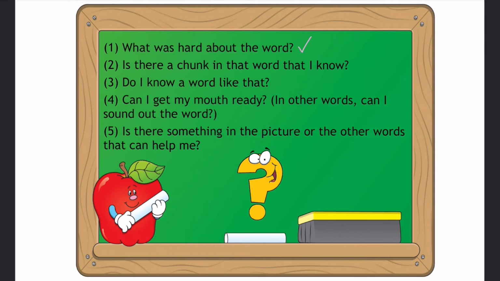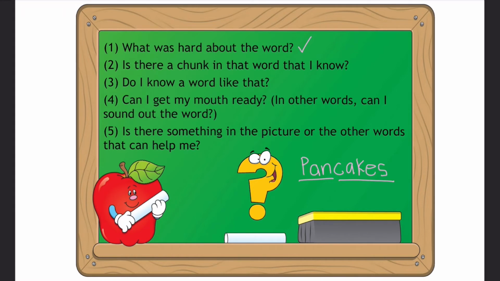Is there a chunk in that word that I know? Well, let's take our word again, pancakes, and we'll write it down here, letter by letter: P-A-N-C-A-K-E-S. And so now, is there a chunk in that word that I know? Well, I know the word pan, and a pan is a type of cooking tool. I also know the word cakes. Cakes is a type of dessert.